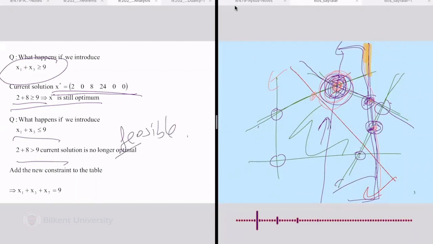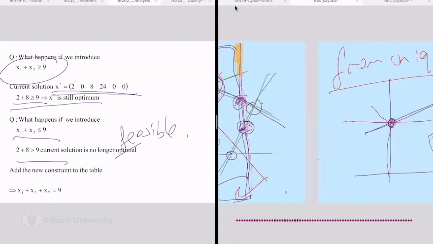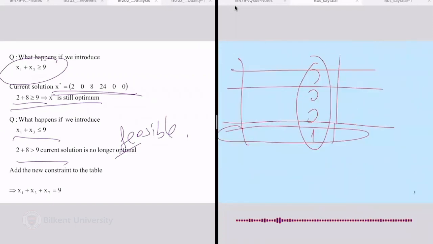Yeah? So you need to update feasibility, update your table, and add this new constraint to your table. How do we do that? First of all, I have to have equality in the simplex. So if the constraint you're checking is not equality, you have to convert it to equality at the beginning. So my new constraint is x1 plus x3 plus x7 equals 9.